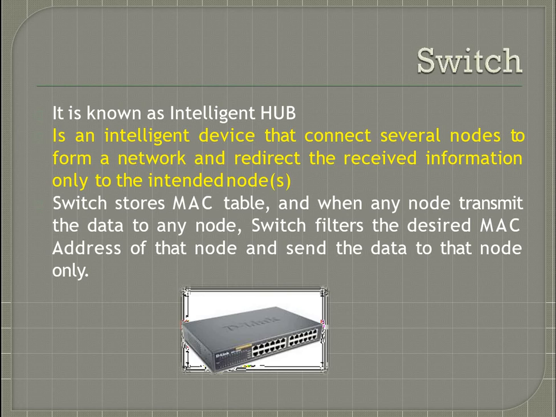The main difference between a hub and a switch is that a hub replicates what it receives on one port into all other ports, while a switch keeps a record of the MAC addresses of the devices attached to it. A switch transmits data to the computers in the LAN to the particular system only. So it is an intelligent hub that connects several nodes to form a network and redirects the received information only to the intended node.